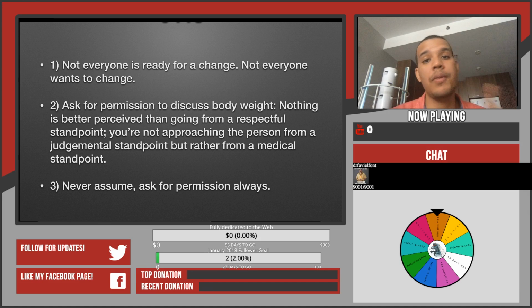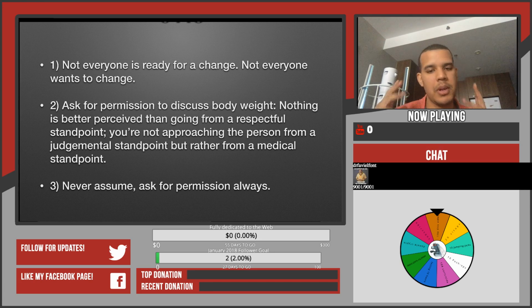So not everybody is ready for change. That's another thing. Not everybody wants to change. Some people are actually quite comfortable with the way they look. Their partner is very happy with them, and what you may offer them is probably not something that they want. So the first thing that you have to do is actually ask for permission to discuss body weight. This is the absolute safest thing that you can do, and in fact it has been put into the 5 A's. The 5 A's are basically the algorithm of what we do when we approach a weight loss patient. Okay, it's the 5 A's.